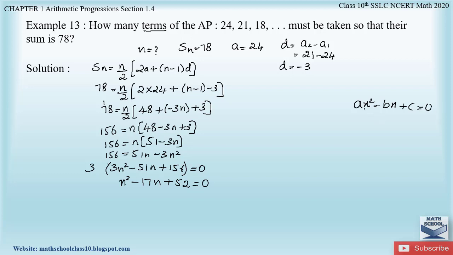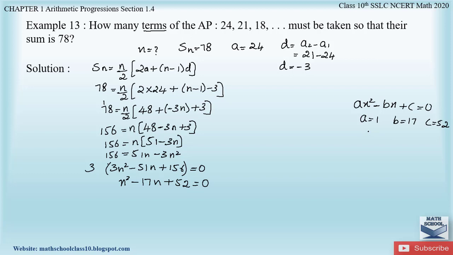Now how to solve this quadratic equation? What is the coefficient for x square? That is, a value is equal to 1 since only n square is there, b value is equal to 17, and c is 52. We are just taking the numbers, we are not taking the signs here. I'll be teaching you how to solve the quadratic equation in the coming chapters. Till then, please follow the procedure here.